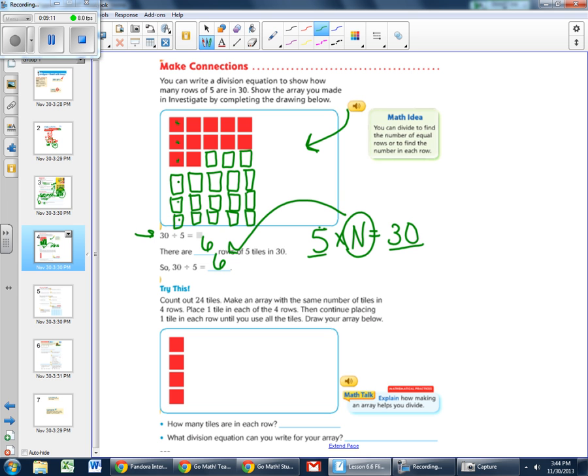Okay. Next one, I want you to try it on your own. You're going to count out 24 tiles. Make an array with the same number of tiles in 4 rows. Place 1 in each of the 4 rows, then continue counting 1 tile in each row until you use all the tiles. Draw your array below. So just start by drawing your array below if you want to. Okay? So we have 4, so just keep counting. 5, 6, 7, 8, until you get to 24.